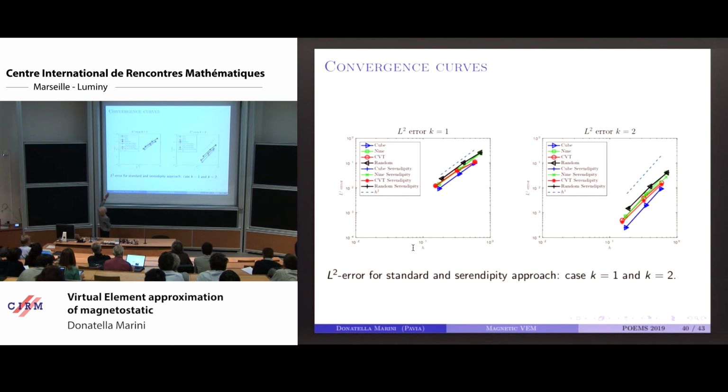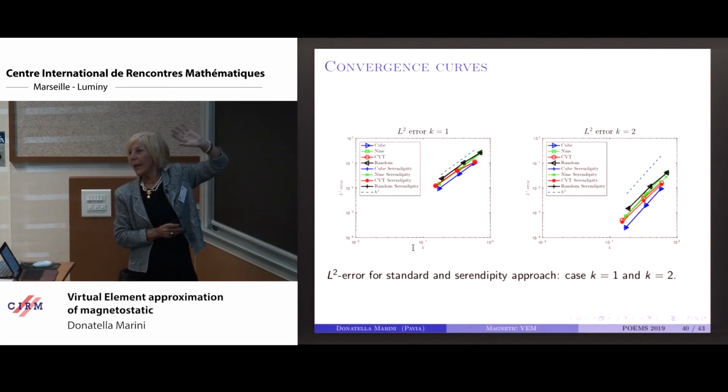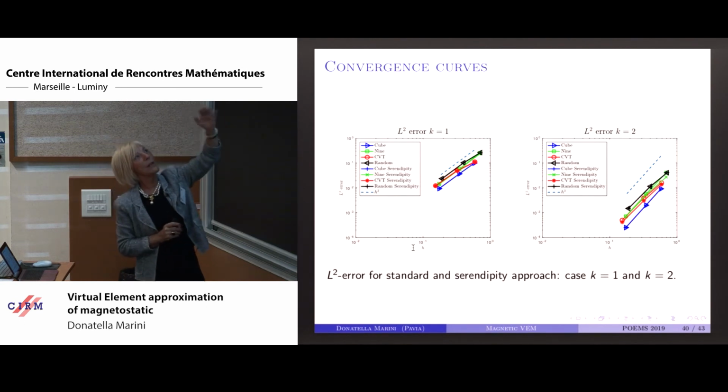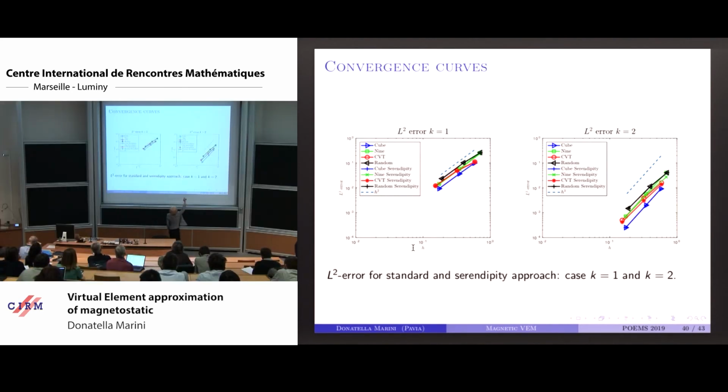Here we have the slope for the first problem. Different colors for different meshes. In blue, the cube, in green, the CVT, and the random. And there is a comparison between the original version and the serendipity version, the one with fewer degrees of freedom, and you see that the curves superimpose. This is for degree 1, and the same happens for degree 2. This is the L2 error, so we expect order 2 in this case and order 1 in this case.